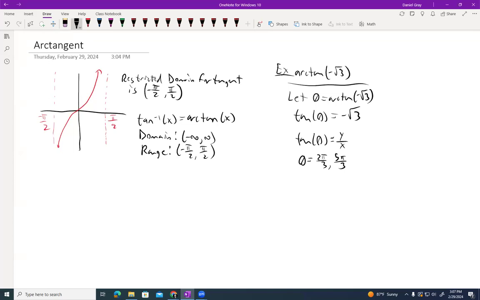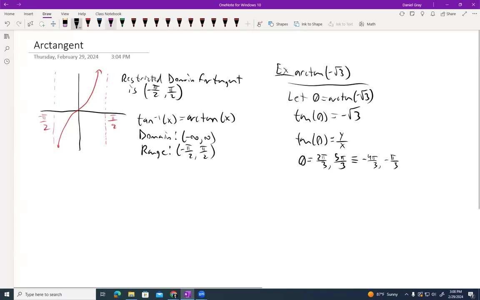Now, neither one of these angles is in the range of arctangent. So what can we do? Well, let's just find some coterminal angles and see if that helps. If I subtract 2 pi from these, because both of these are too big, I'm going to get negative 4 pi over 3 and negative pi over 3.